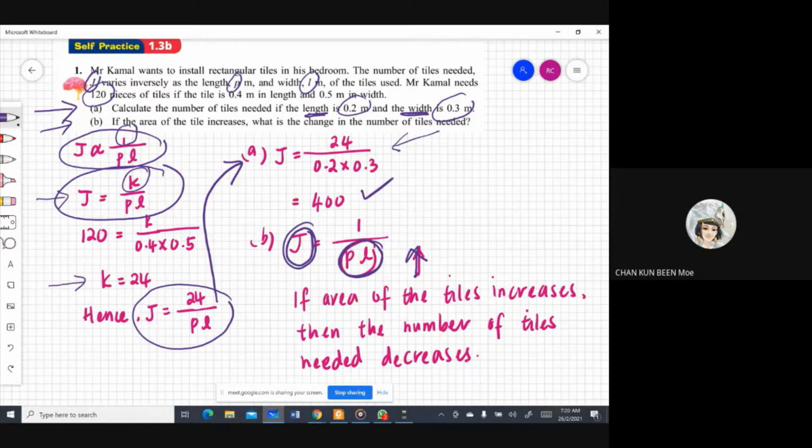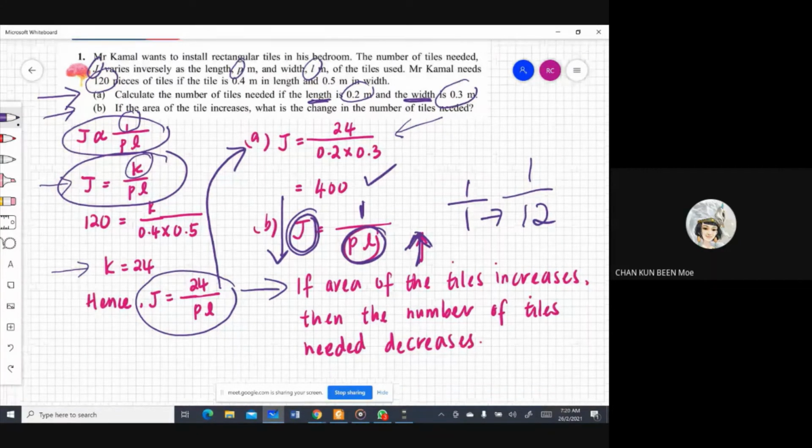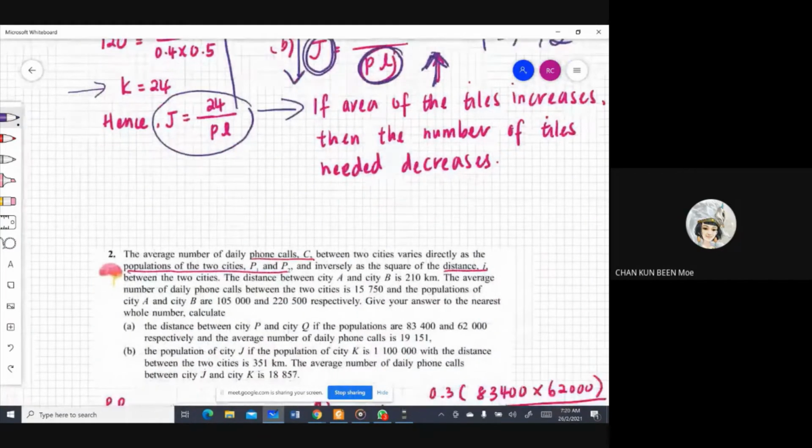Therefore, when you see 1 divided by 1, 1 divided by 1 is a 1, right? If I increase the number, becomes 1 divided by 12. What will happen to the value? The value will? Smaller. Yes, decrease. Therefore, this is how you answer it. If the area of the tiles increases, then the number of tiles needed, this one will decrease. Okay, we move to question number 2 right now.